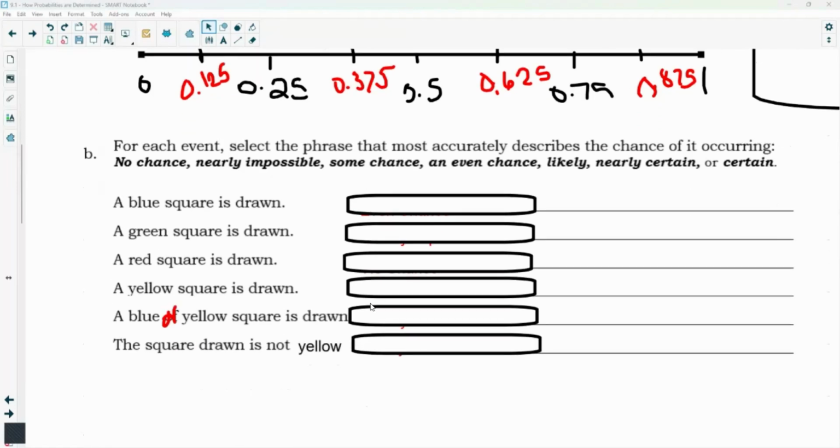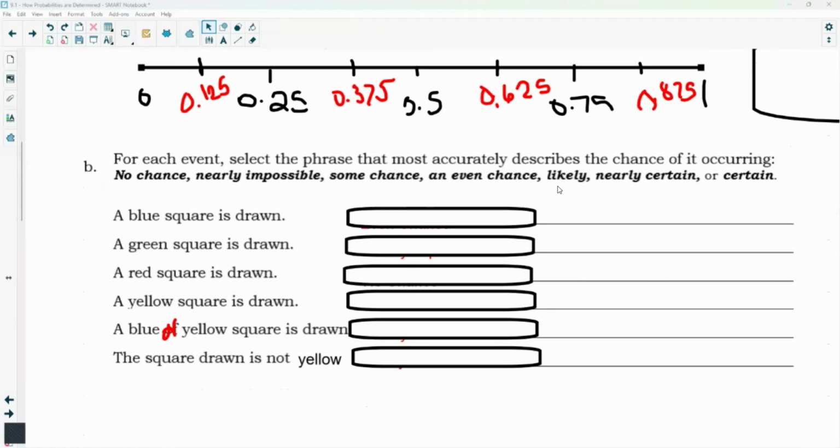Okay, so in this activity, they ask you to classify as no chance, nearly impossible, some chance, even chance, likely, nearly likely, or certain. So no chance basically is 0. Nearly impossible is between 0 and 0.25. Some chance is in between 0.25 and 0.5. An even chance, obviously, is exactly 0.5.